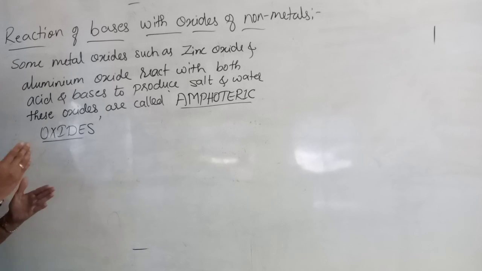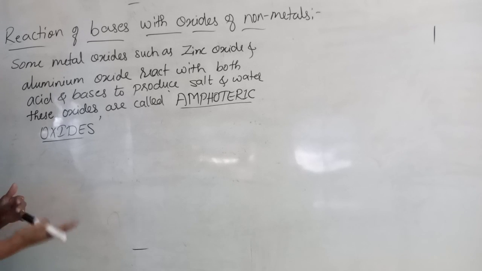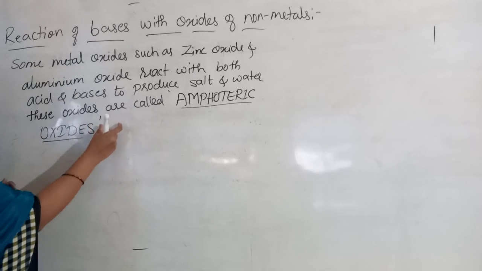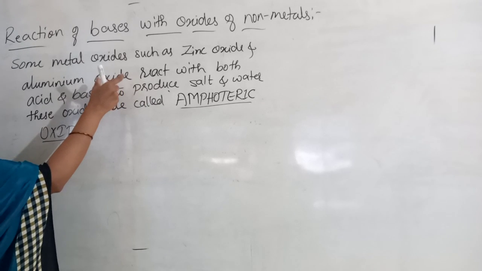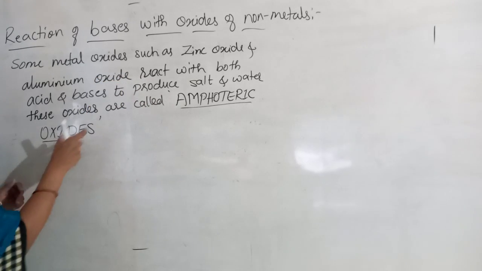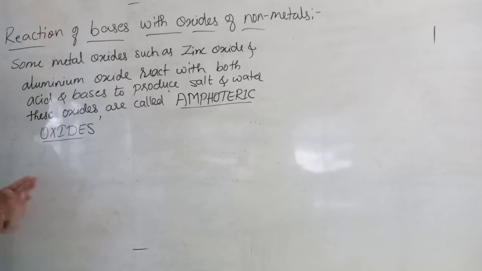And even when they react with base, they produce salt and water. Such types of metal oxides are known as amphoteric oxides. Especially here it is zinc oxide and aluminum oxide. Let us see how they react.